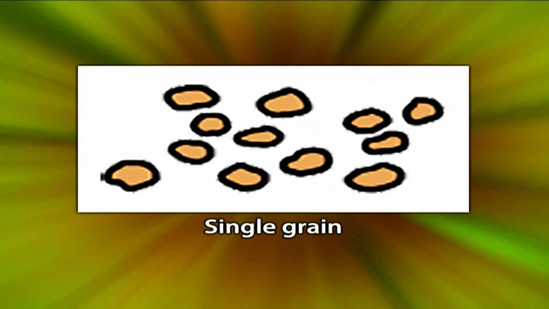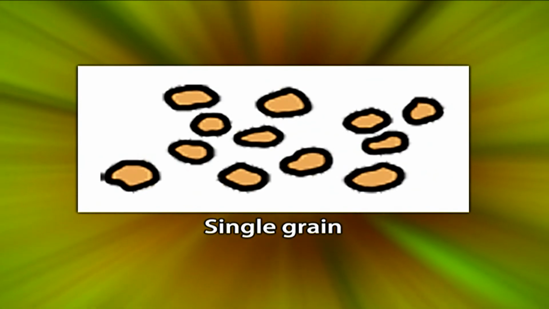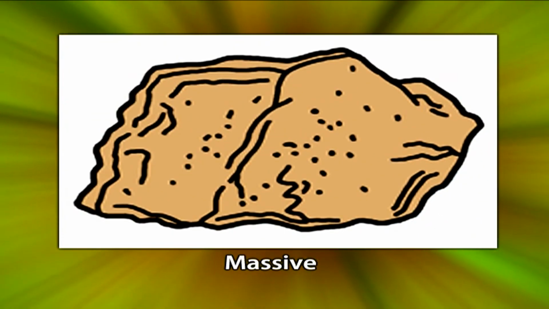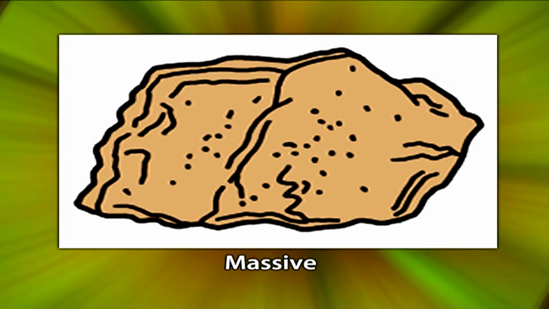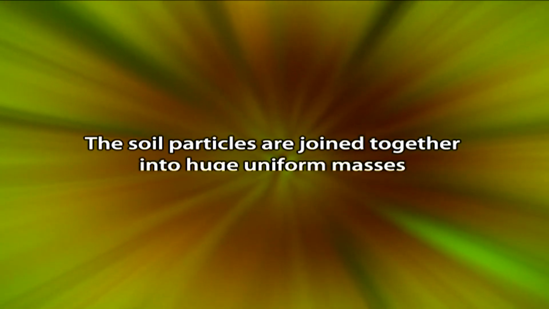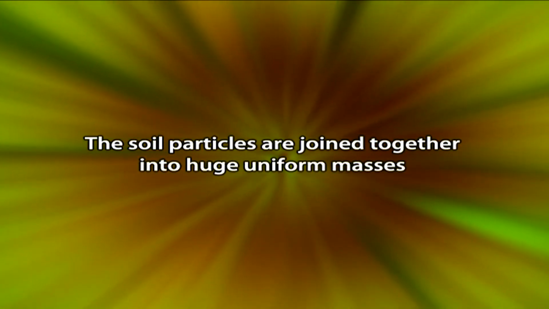In case of the single grain structure, the soil is structureless. Soil particles exist as individual grains and do not form aggregates. Single grain soils are best exemplified by sandy soils where particles do not aggregate. The last type of soil structure is the massive. It's also structureless, without an apparent structure. The soil particles are joined together into huge uniform masses.